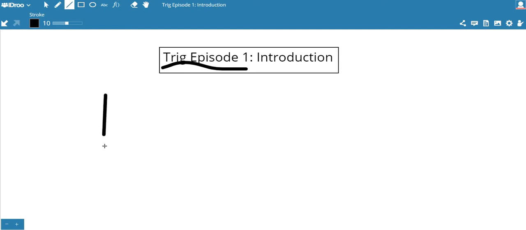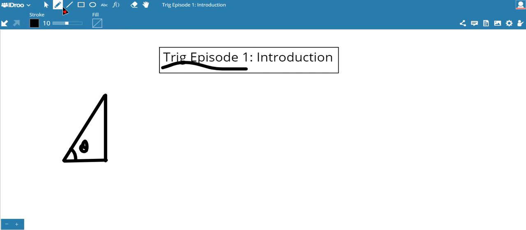So, let's say there is a right triangle, but you want to know what this angle is. How do you solve this? Right now I'm going to teach you first the inverse of sine, cosine, and tangent.